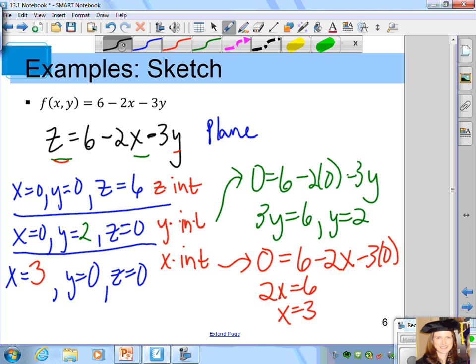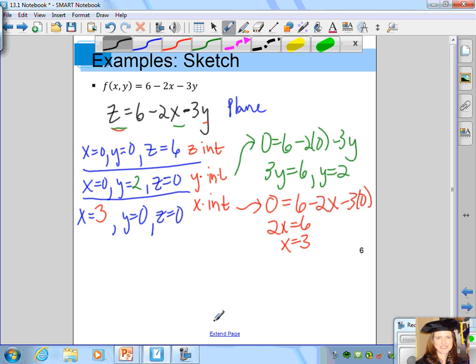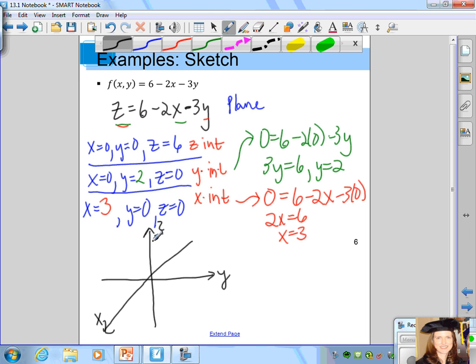We can sketch this. We have x, y, and z, so we need a 3D graph, where our x-axis is coming out to the lower left, our y-axis is coming out to the right, and the z-axis is up and down. Locate the z-intercept at positive 6, the y-intercept at 2, and the x-intercept at 3. We can connect those intercepts to form a triangle, which is a portion of the infinite plane.